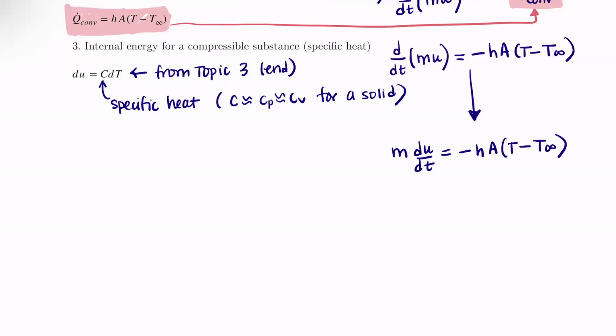Okay. So now that my governing equation is in a form where I can make this substitution, I am going to substitute this expression for du into here. And so when I do that, I get m times c dT/dt is equal to minus hA (T minus T infinity).